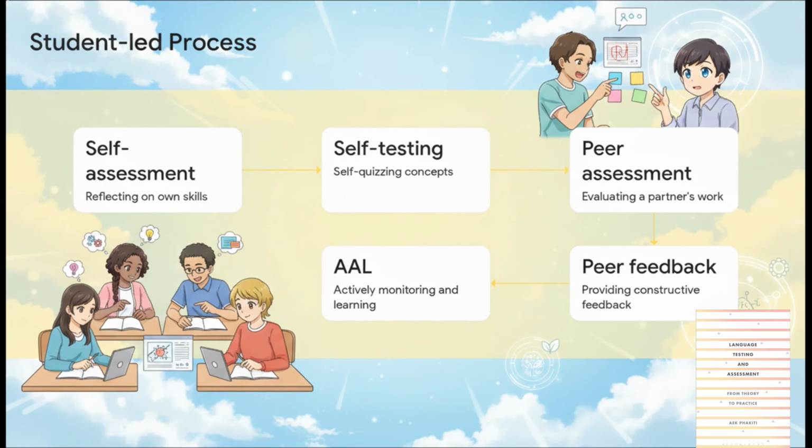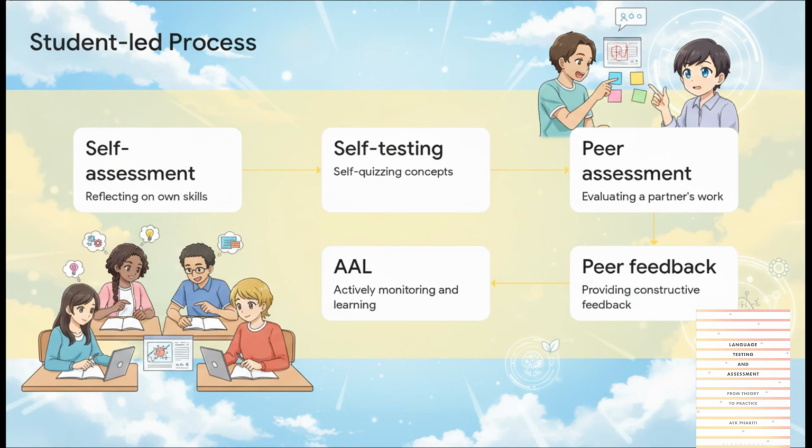And there's this brilliant progression of student-led assessment practices that really empower learners. It's kind of like a ladder. It starts with step 1, self-assessment, where students simply reflect on their own skills. Then step 2, self-testing, where they might actually quiz themselves. Right, and then they bring in their classmates. Step 3 is peer assessment, so evaluating a partner's work based on a rubric, which naturally leads to step 4, giving actual peer feedback.